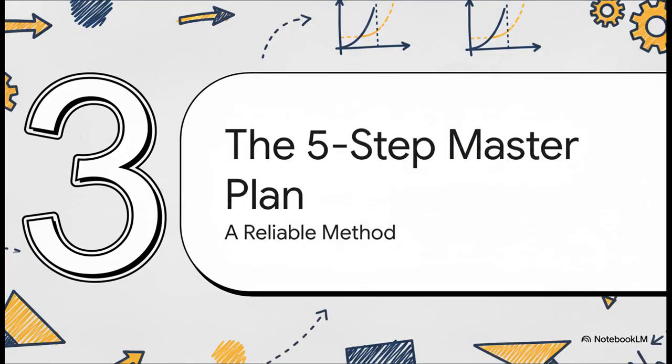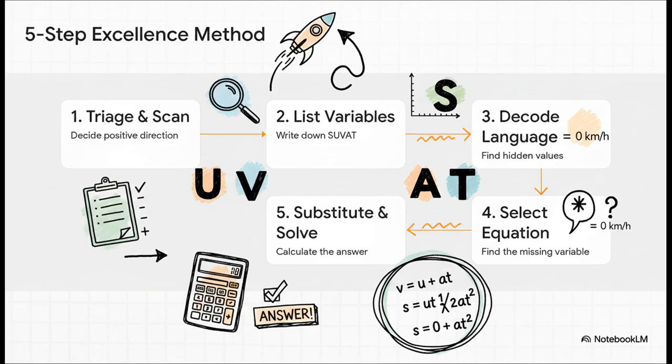So how do we actually use that secret weapon? Well, we use it as part of a super simple, repeatable 5-step plan. This isn't about luck or guessing, it's a system, a process that works every single time. And here's that method right here.